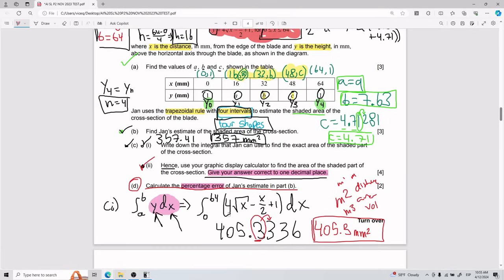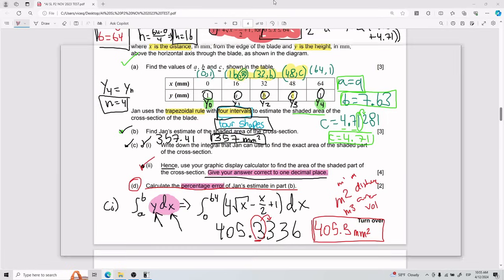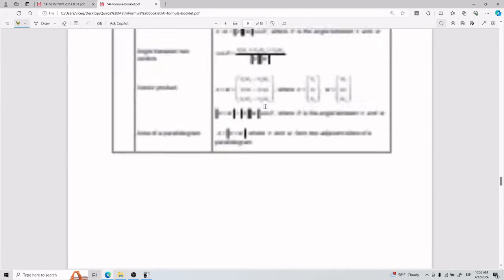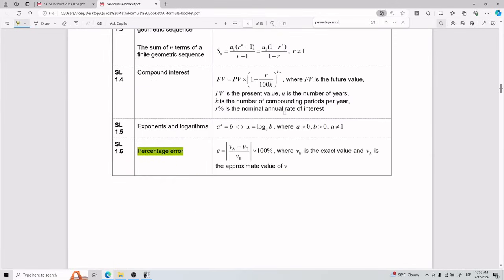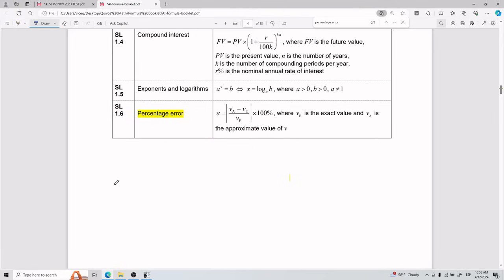But I've heard about percentage error. I know it's in my formal booklet, and you're going to take it out, and you're going to start digging, and eventually, percentage error, there it is. And you're going to look at it and slowly start remembering how it works. And you're going to say, right.